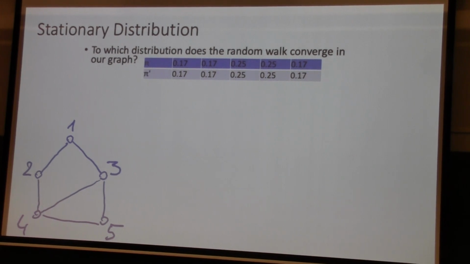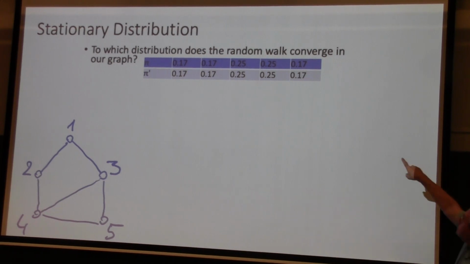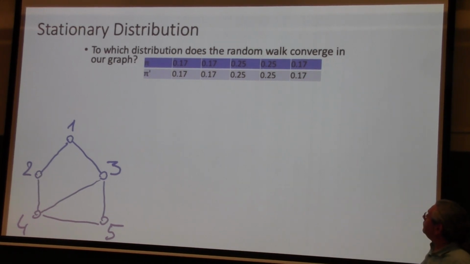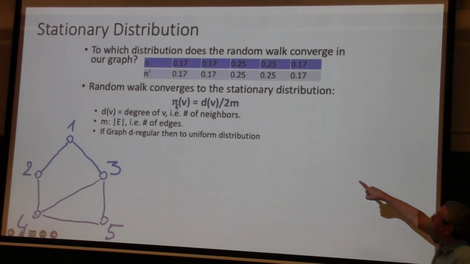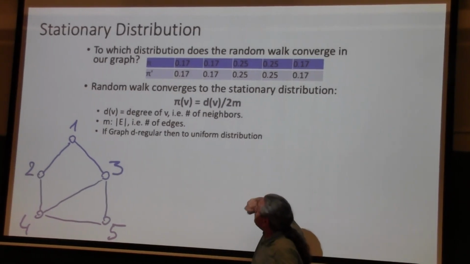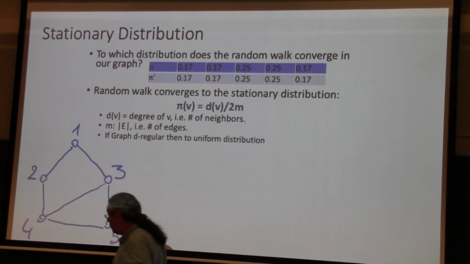So this is the final value: 17, 17, 25, 25, 17. What do those numbers mean, actually? We can figure out what they have to mean. We can actually give a formula for this. The random walk, so pi is the final set of probabilities, and it's stationary, so it's staying the same. D of V is the degree, and M is the number of edges in the graph.